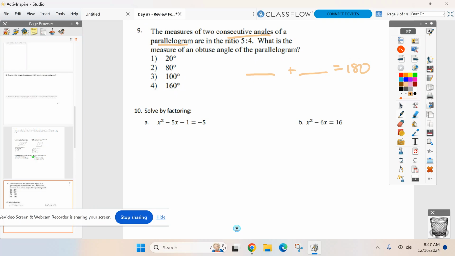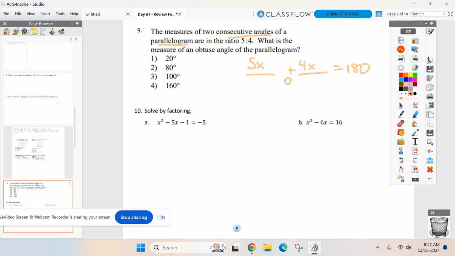What have we been doing with numbers in a ratio this year? So I can put them in an equation. I can't put just 5 and 4 in there. Attach x's with them. So my one angle is going to be called 5x. The consecutive angle is going to be called 4x. And again, I know it adds to 180 because it's a property. Consecutive angles are supplementary.